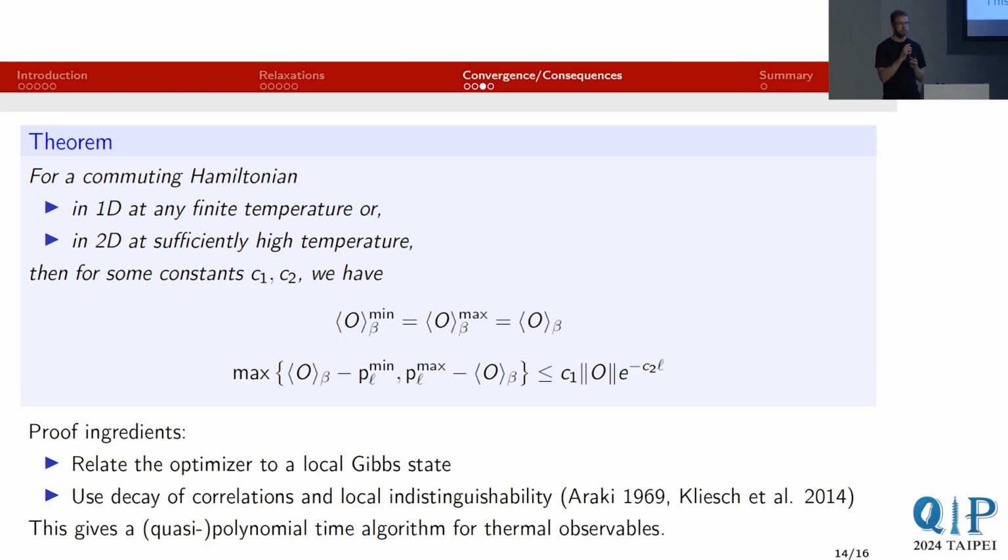Okay, good. Understood. The other thing I wanted to ask is a different question. You can only do things for commuting Hamiltonians because then things stay local, is that right? Or do you use the fact that with commuting Hamiltonians, the imaginary time evolution keeps local operators? So there are two things.